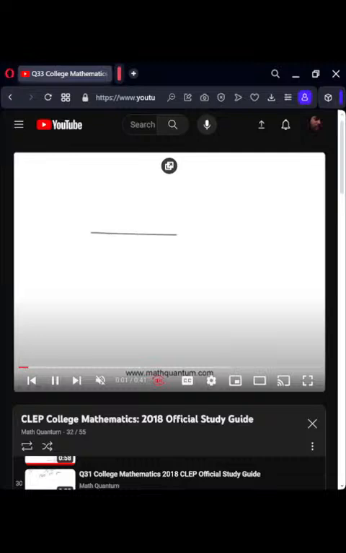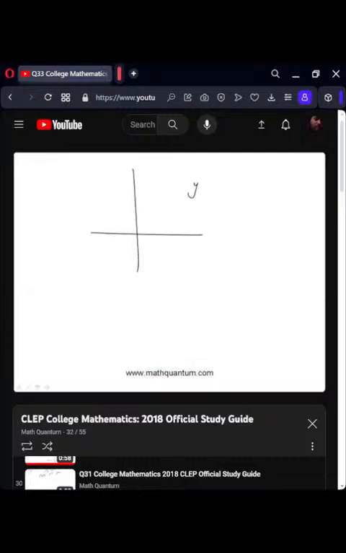So here we're given this graph of y equal to f of x, which looks something like this, and they're asking which of the following could be the graph of y equal to f of x plus 1.